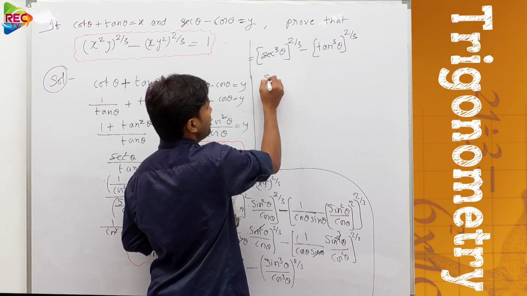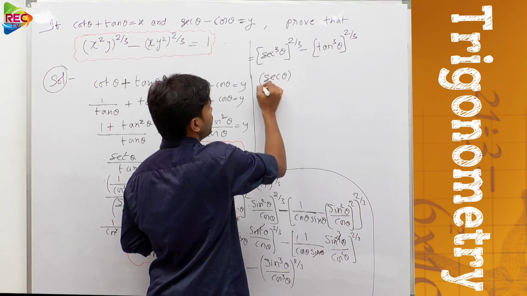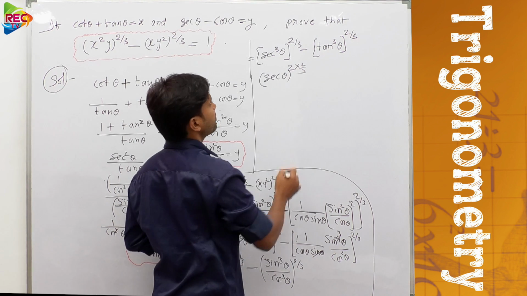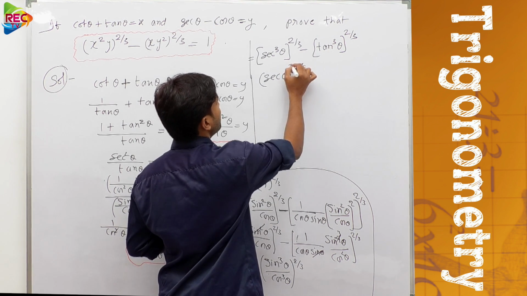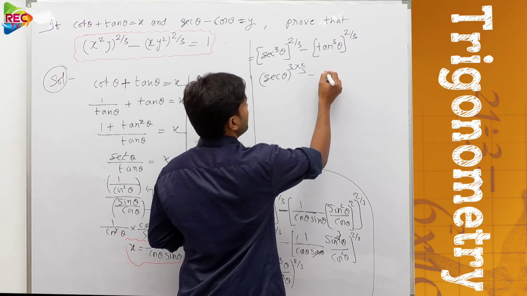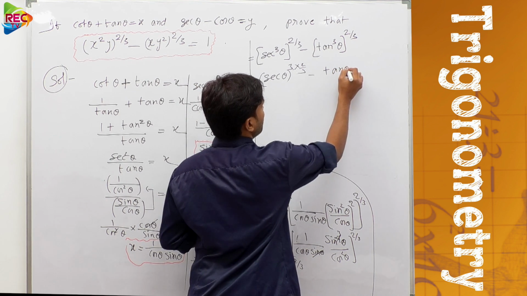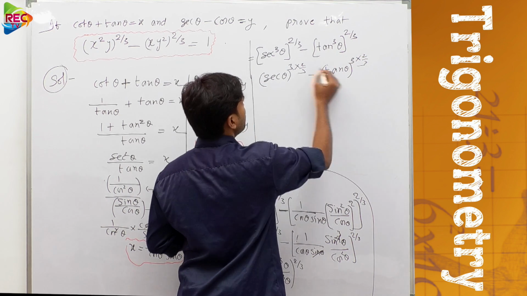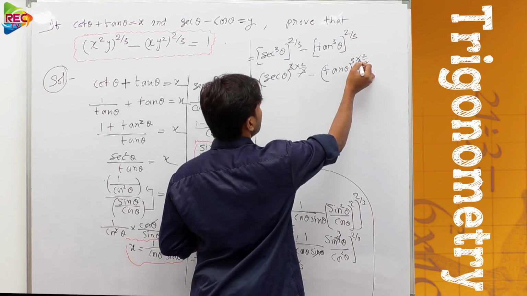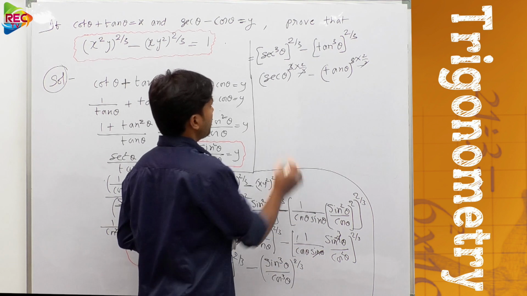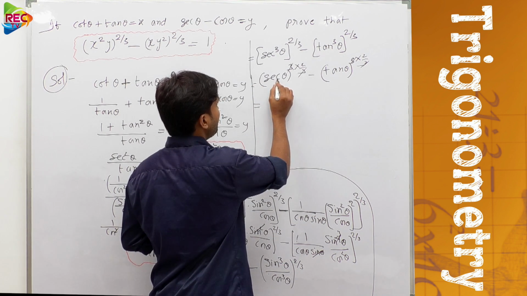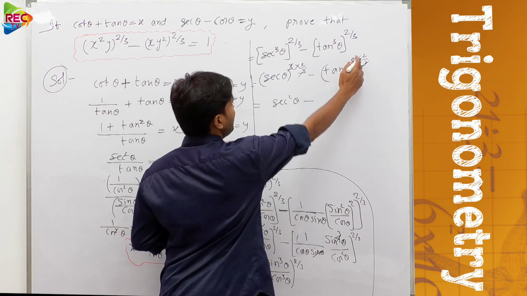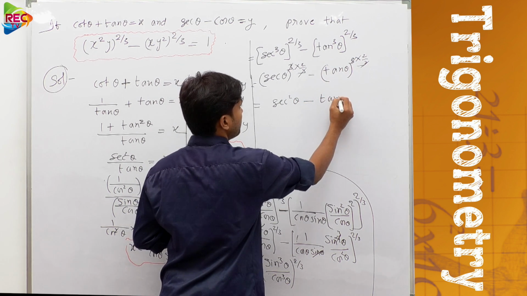So what can we do here? Secant theta whole to the power of 3 into 2 by 3 we can multiply or not? Okay, sorry, secant power 3. Okay, minus tan theta whole cube into 2 by 3 also we can write, no? So here 3's are cancelled and here also 3's are cancelled. So what can we say here? Secant theta whole square, that means secant square theta, minus tan theta whole square, that is tan square theta.